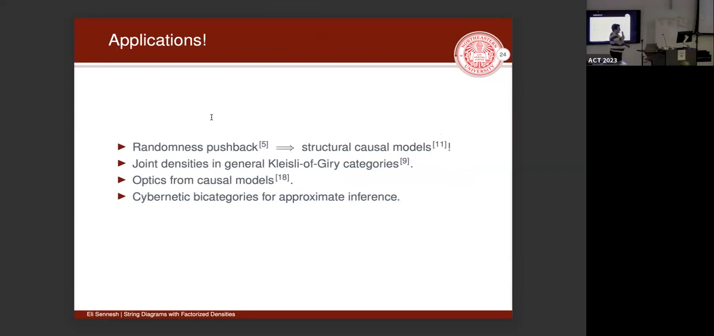So for applications, I would say a nice thing about working with Markov categories is that if you have randomness pushback, then you can pretty much turn any morphism in any Markov category into the moral equivalent of a structural causal model. Probabilists call randomness pushback the randomization lemma. It is known to apply in BorelStoch, and it applies by construction in the Giry monad of quasi-Borel spaces. At this time, I don't think it's known whether it applies in full to Stoch, hence why I didn't just use it.